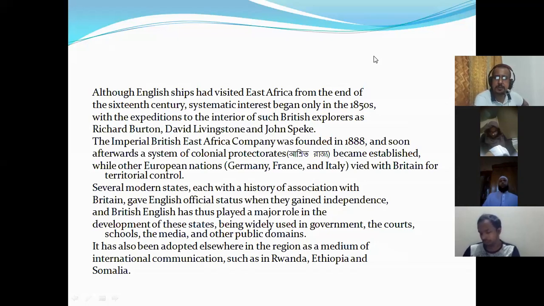Several modern states, each with a history of association with Britain, gave English official status.